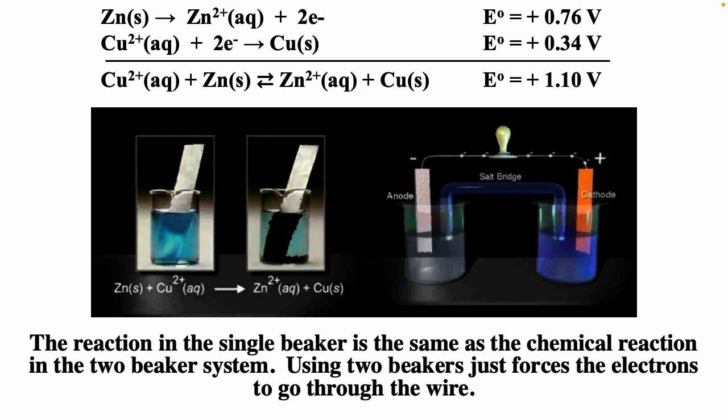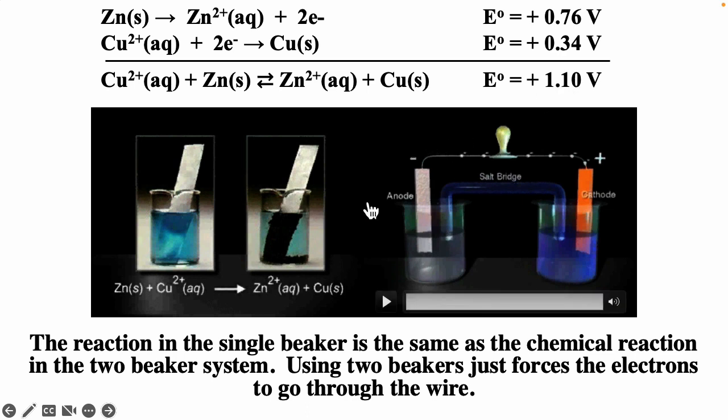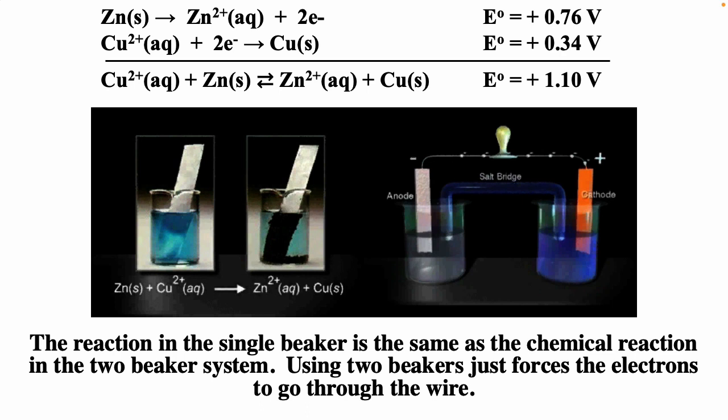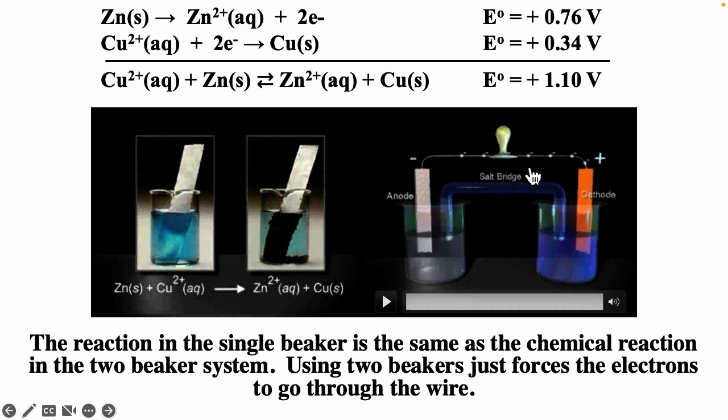And so it's really kind of cool. The measured voltage was actually equal to the voltage that we calculated here. And it's a little confusing. This looks kind of complicated. You got two beakers, you got the salt bridge, a couple of electrodes, but the chemistry here is exactly the same as the chemistry in a single beaker.